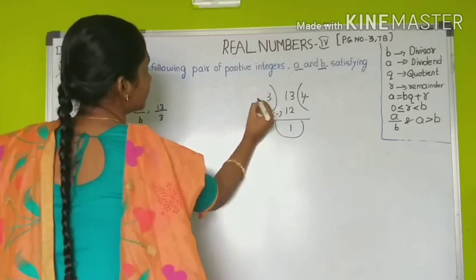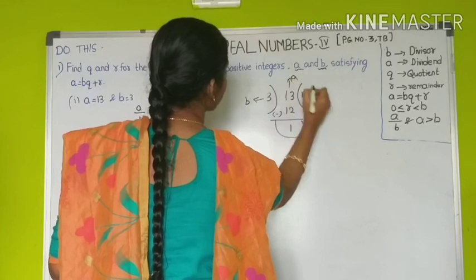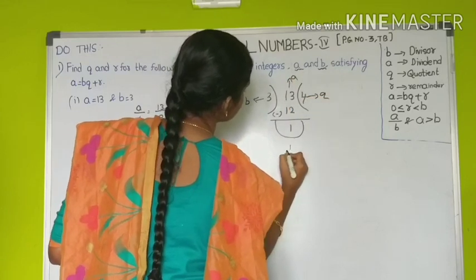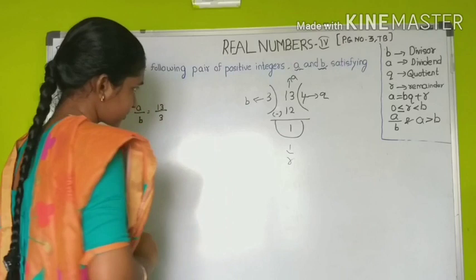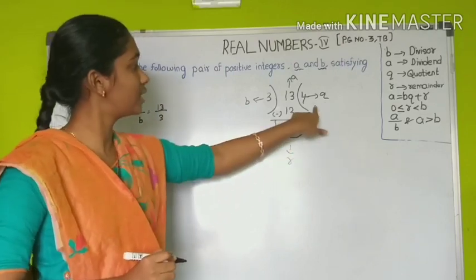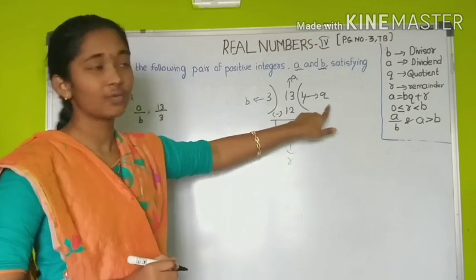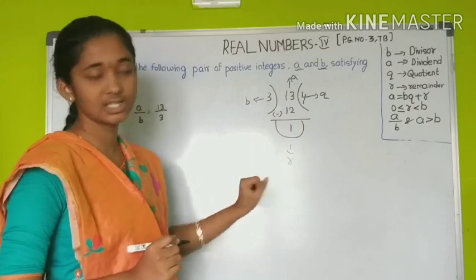And now we denote the values: this is B, this is A, this is Q, this is R. Now we have found the values of Q and R. The value of Q is 4. The value of R is 1.